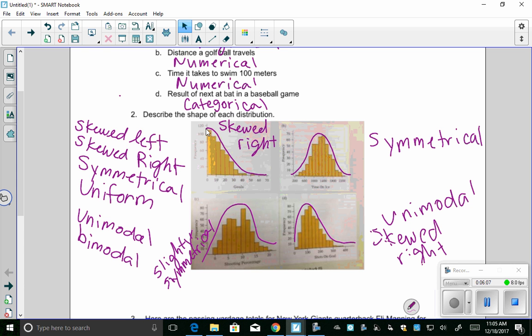What do you think this one might be? It could be two humps, right? Mhm. Bimodal. This one could also be bimodal.